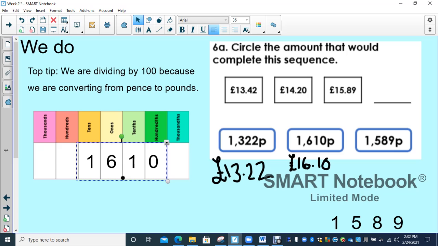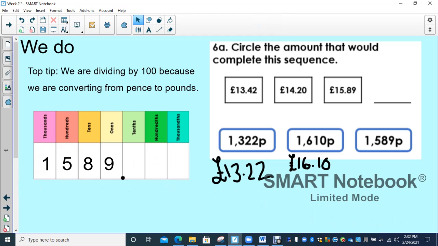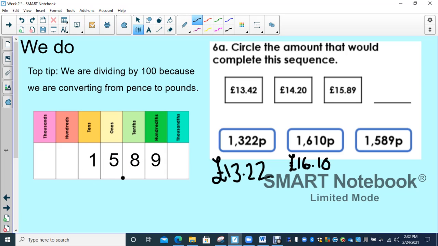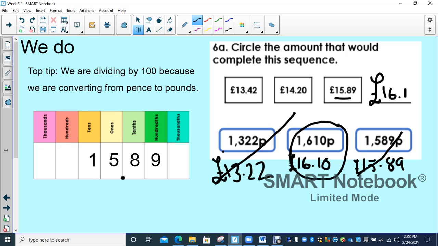Okay, now lastly, I'm going to convert 1,589 pence into pounds. So I'm dividing by 100. I move 2 columns to the right, 1 column, 2 columns, and now the amount I have is £15.89. So I need to circle the amount that will complete the sequence. We've already said that I am increasing each time, and I know that £13.22 is not increasing. I know that £15.89 is the exact same here, so that wouldn't work. So lastly, I know that £16.10 would be my next amount in that sequence.